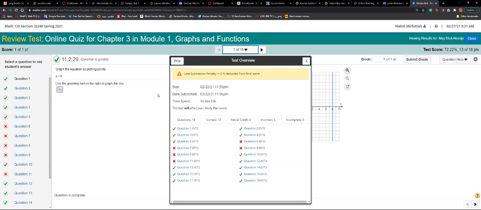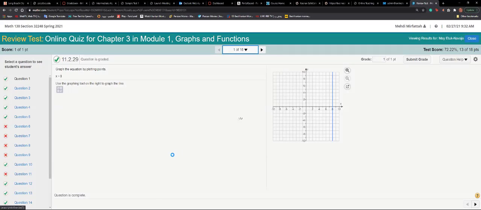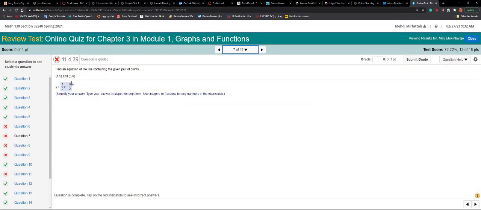You can see that for this quiz here, most of the problems have been answered correctly except these 5. So if you click on any of these that are not correct, you can see your response. Your answer was 1/2 x plus 10, whereas it's supposed to be 1/2 x plus 9 over 2. So that's a minor mistake here.